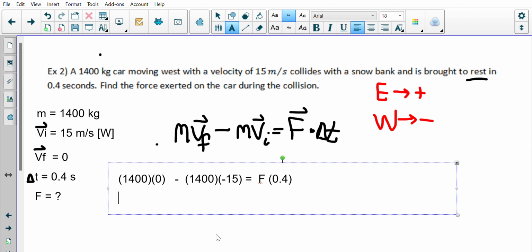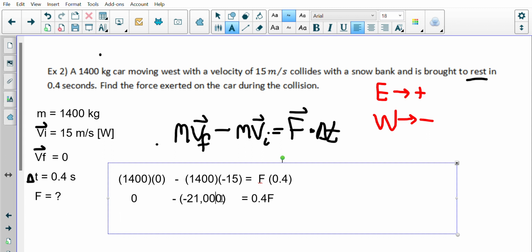Just simplifying things. 1,400 times 0, that's nothing. That's gone. That's 0. Then I have a minus sign, and then I have 1,400 times minus 15, which is minus 21,000. Equals, and I got F times 0.4. Well, I always put the number in front, so 0.4 times F. No big deal there.